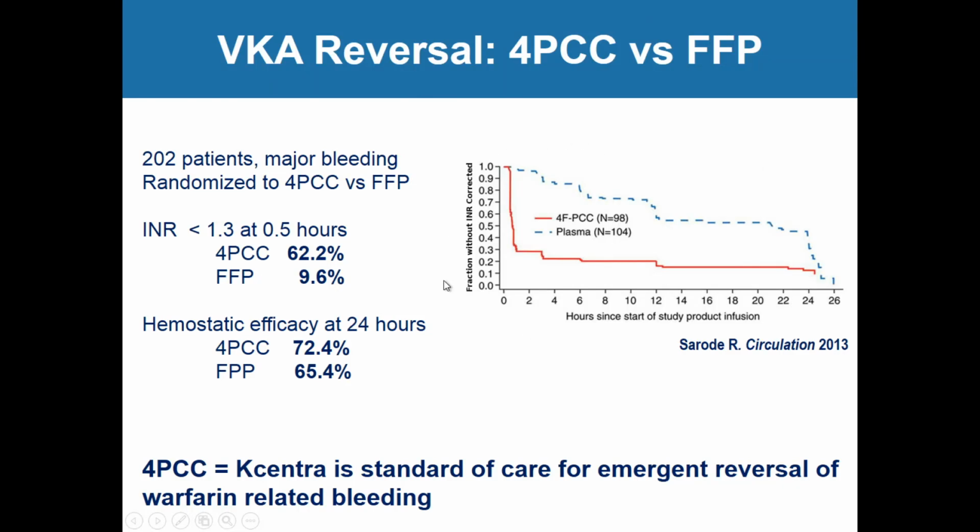And you can see from this graph right here on the right-hand side of the slide, when you look at the fraction without INR corrected and you look at time since start of study product infusion, patients who received 4-factor PCC, as demonstrated in the red, had a dramatic drop in INR. 62% of patients treated with 4-factor PCC experienced an INR less than 1.3 after the first dose of 4-factor PCC, compared to roughly 10% of patients treated with FFP.